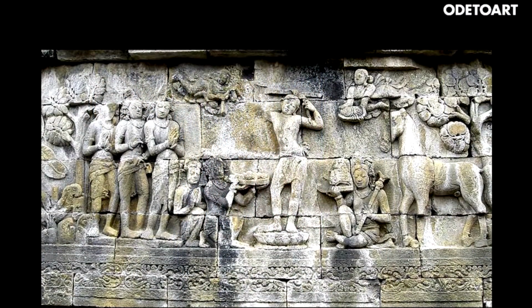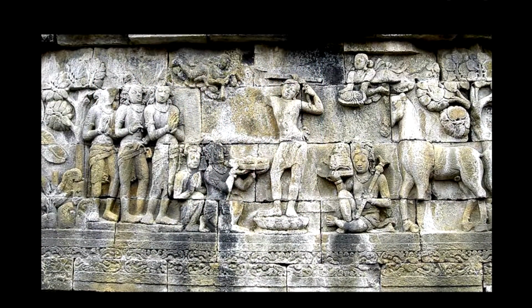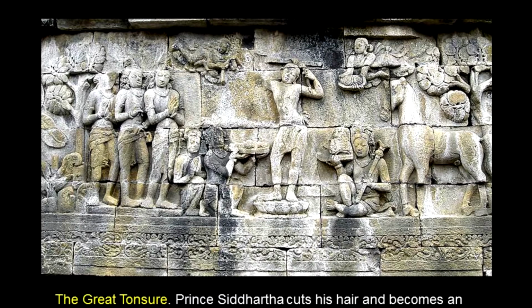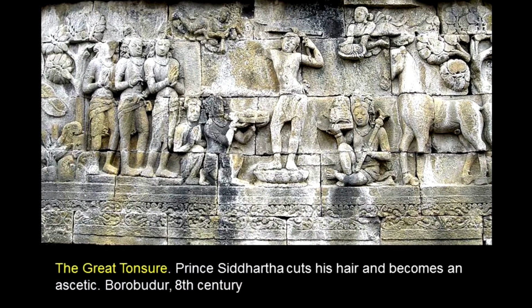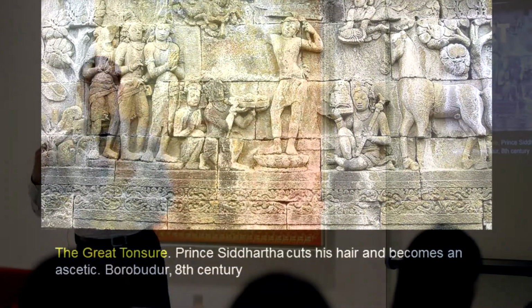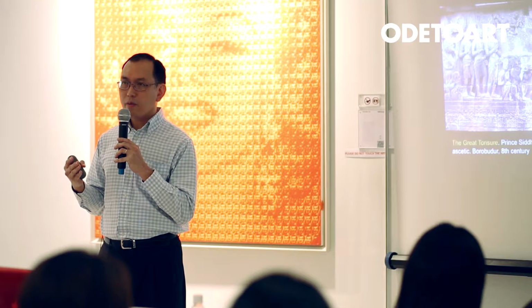Now, this particular relief sculpture from Borobudur shows the Great Tonsure. The Great Tonsure was the moment when the Buddha shaved off his head to become an ascetic. But as I mentioned, he didn't find any solution, so he decided to then meditate under the Bodhi tree for 49 days.